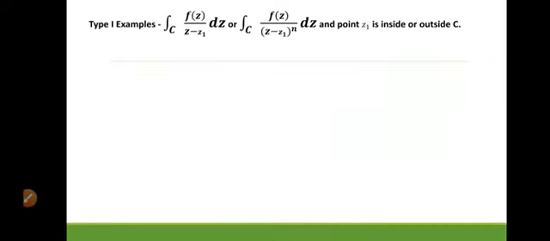So first, type 1. Here, case 1, where only one point is considered. This point z1 may lie inside or outside the curve C.